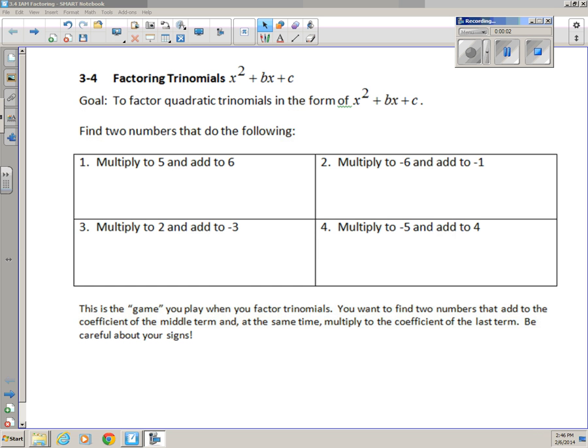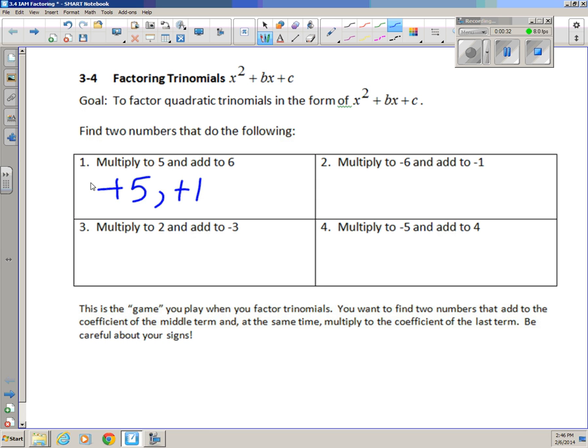All right, so for today's lesson, we are going to factor trinomials in the form of x squared plus bx plus c. And the do now is basically, can you think of two numbers that multiply to positive 5, but at the same time they add to positive 6? And you need to realize that if you're multiplying to a positive value, your signs must be the same. And if you're adding to a positive value, both same signs better be positive. So a positive 5 and a positive 1 multiply to 5, but add to 6.